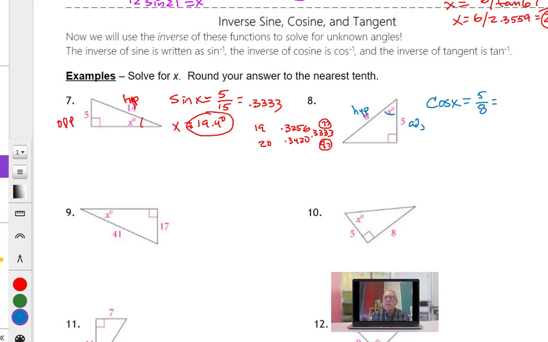And 5 divided by 8 as a decimal is 0.6250 up to 4 decimal places. If we look at our table from the cosine column, the closest to 6250 we have: 51 degrees is 0.6293, and 52 degrees, that's 6157.